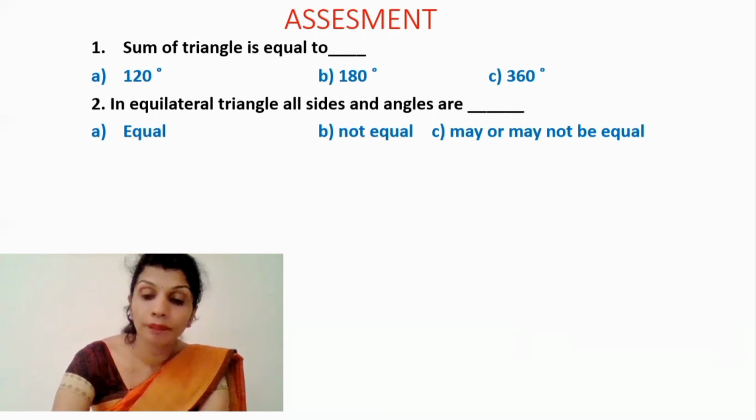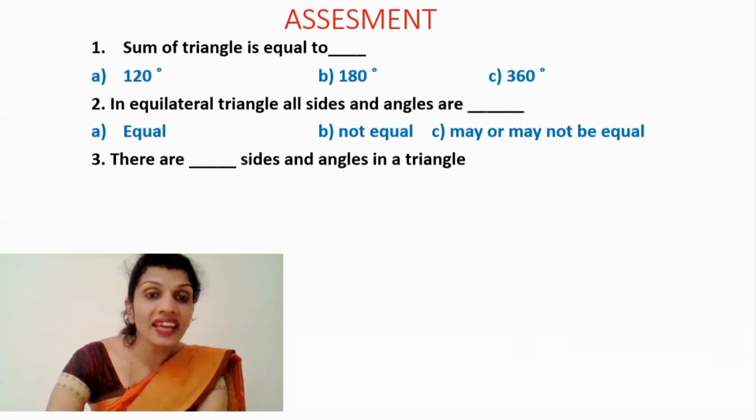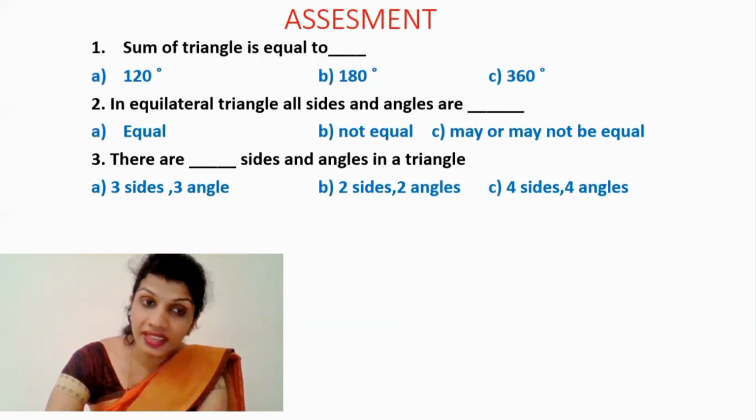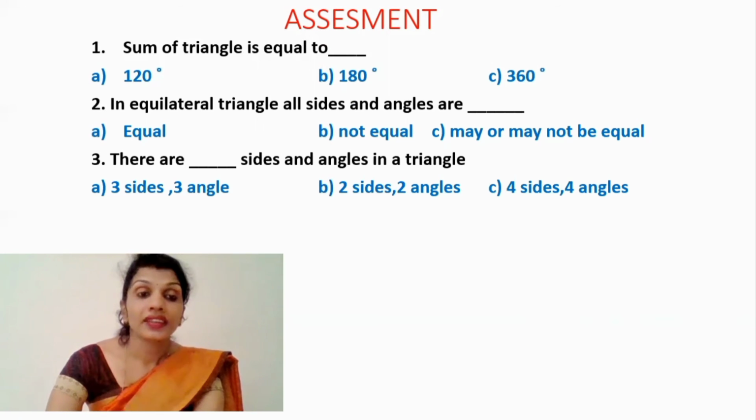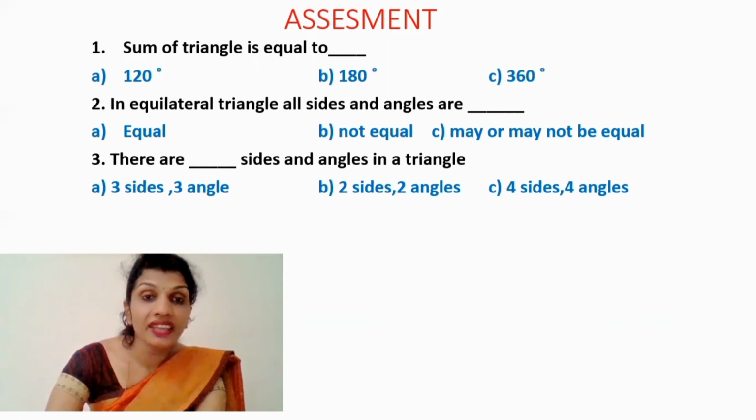That is equal. And there are dash sides and dash angles in a triangle. In a triangle, how many sides and angles are there? 3 sides and 3 angles, 2 sides and 2 angles, or 4 sides and 4 angles. Very good. If you've given option A, 3 sides and 3 angles, it means that you are correct.